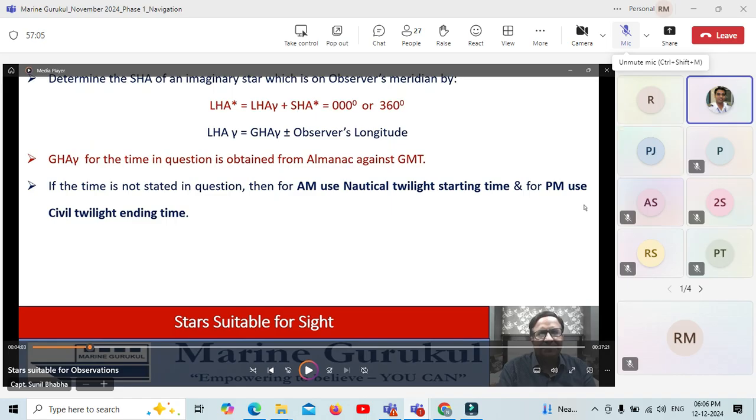Very good, beta. So basically, the suitable period for taking sight starts in the morning when the nautical twilight starts, and in the evening, the suitable period starts when the civil twilight ends. So you see, the fundamental of twilight is used here. Yes, sir. Okay, great.